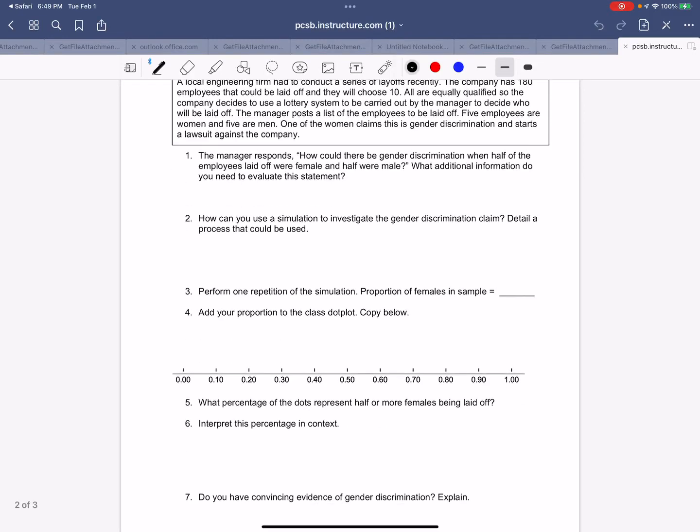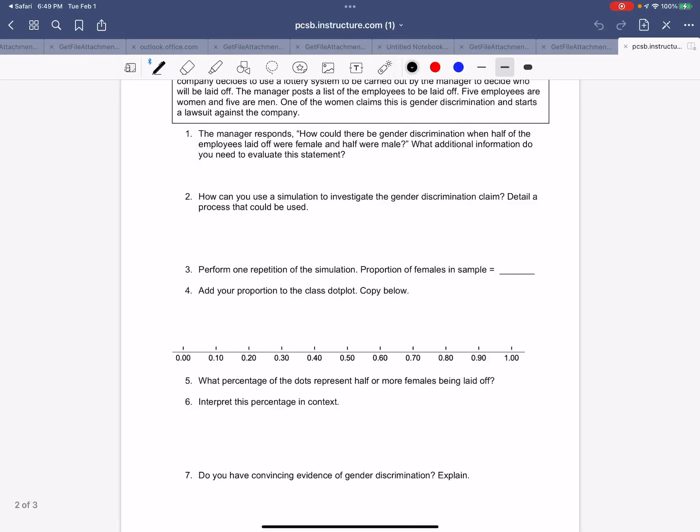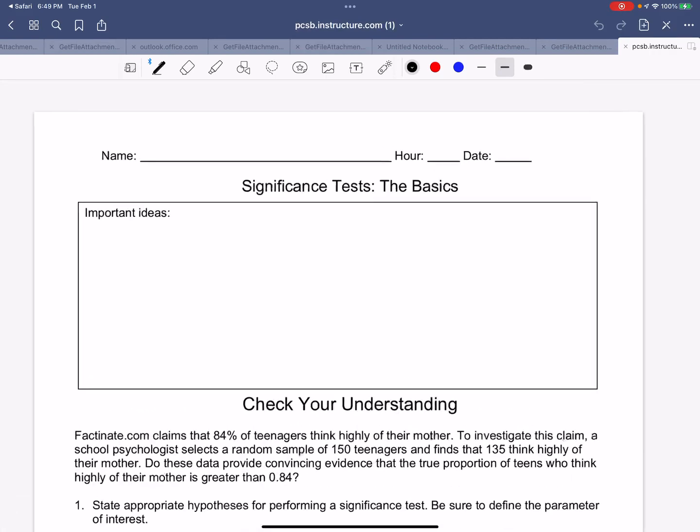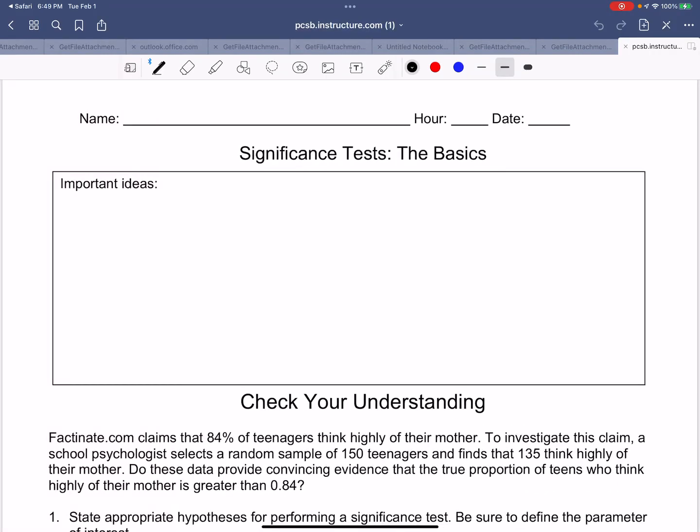Okay, guys, we talked a little bit about the front, but we're going to do the front in class. So I actually want you to take notes on the back. So we're going to find out how to do a significance test in class, right?